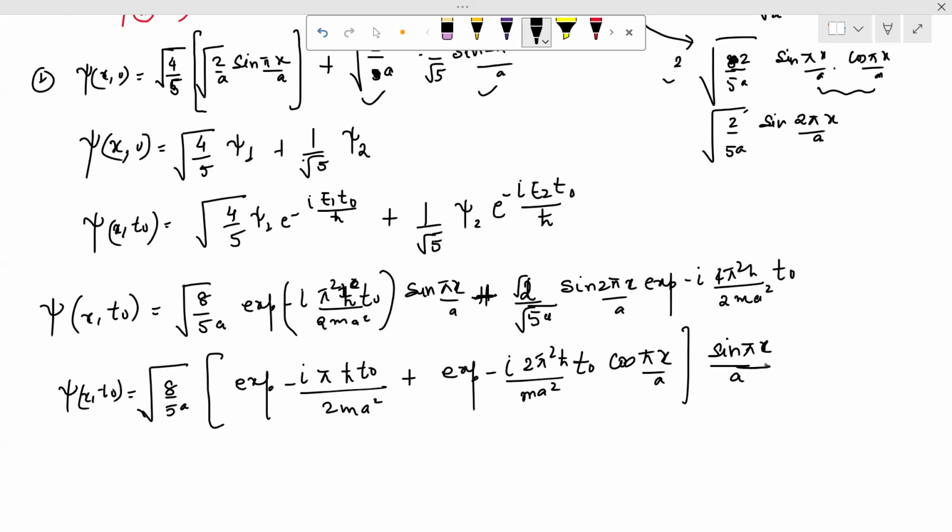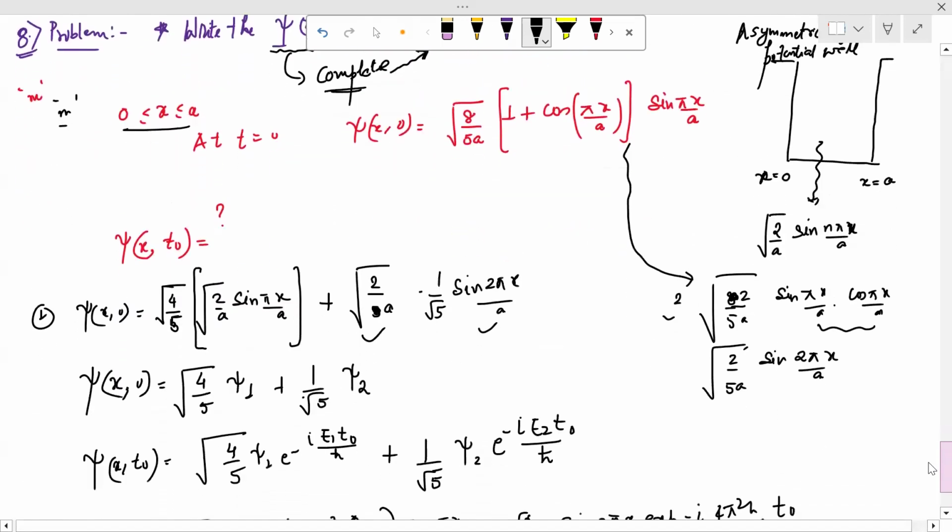I hope this is something that you can verify on your own. Okay, so this is simply mathematics and nothing else. So overall, wave function at any later time t naught is given by this huge expression. I have written it in the form of the question only.